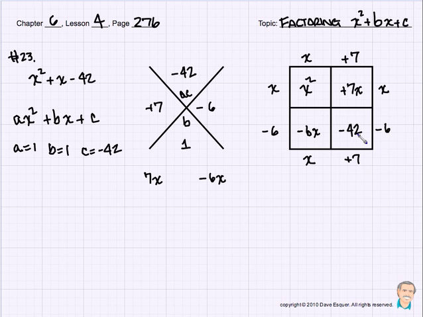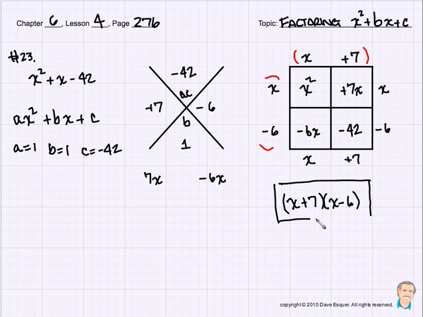Our final check is 6 times 7 negative would give us a negative 42. So again, we have the factors we got for x squared plus x minus 42. And the factors turn out to be x plus 7 and x minus 6. We can always FOIL these just to make sure we get the right answer, and we do indeed get x squared plus x minus 42. So the answer for number 23 is in the box.